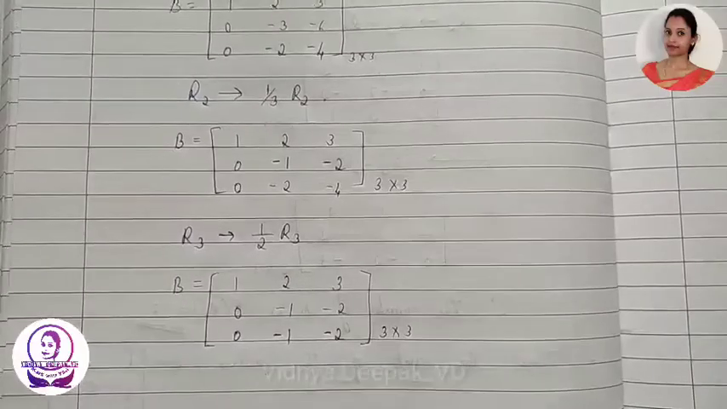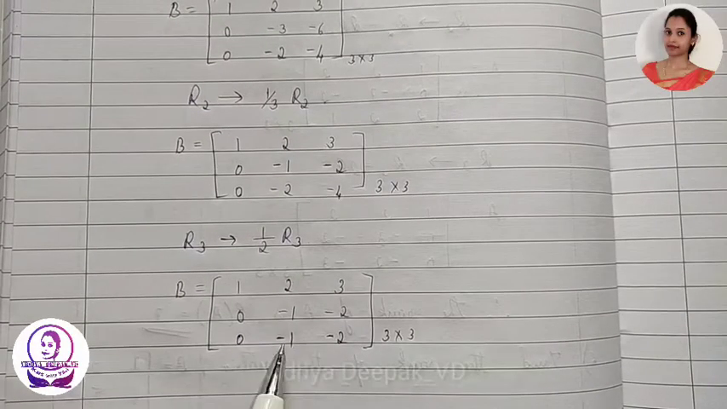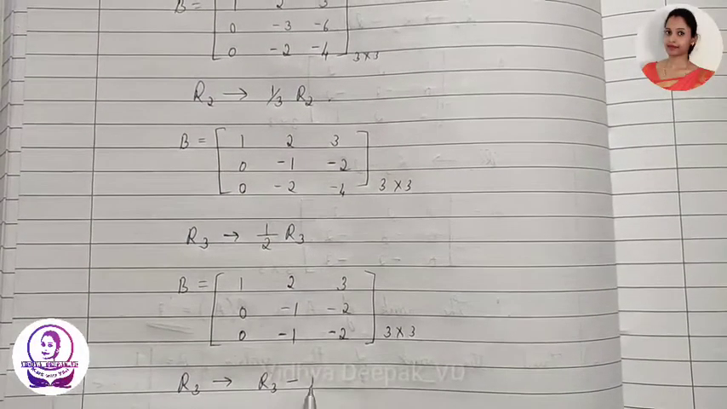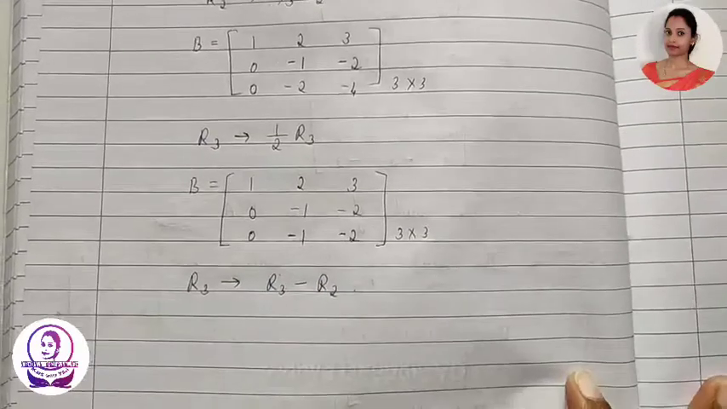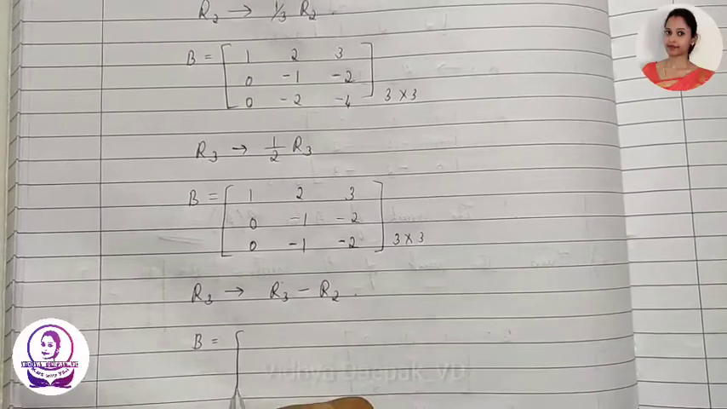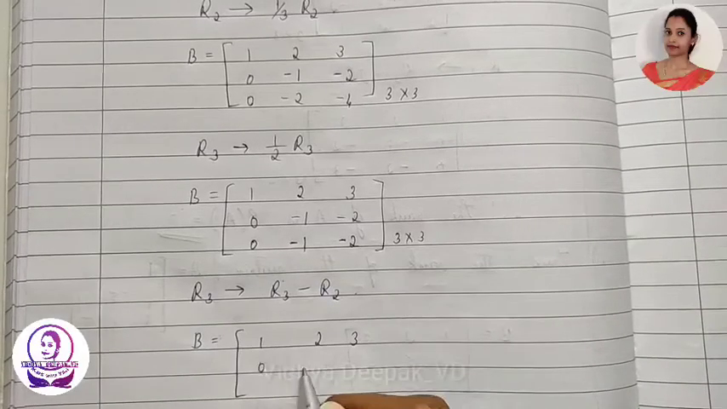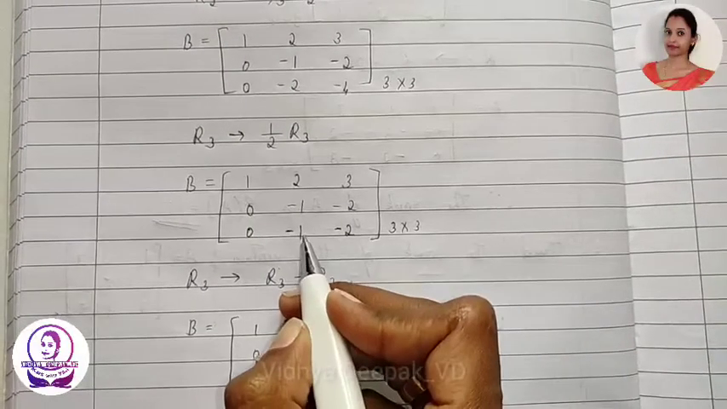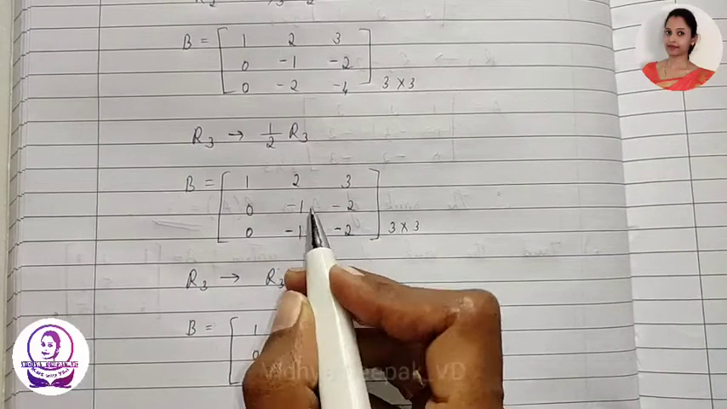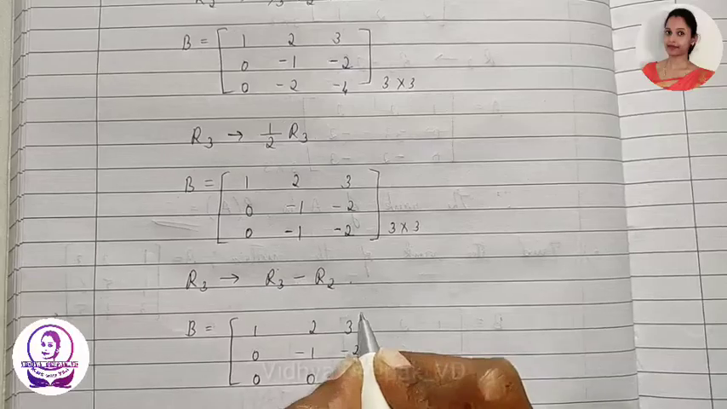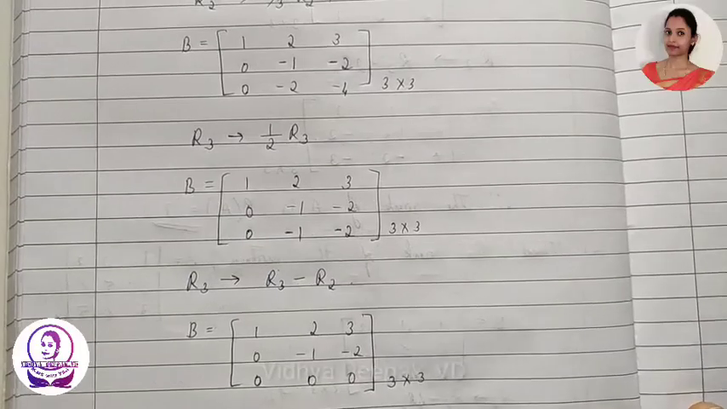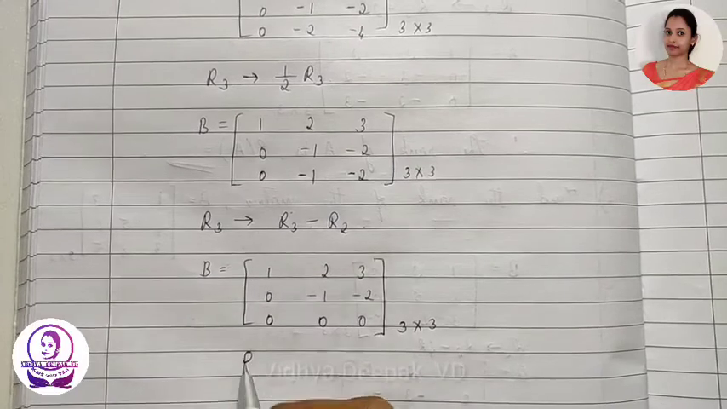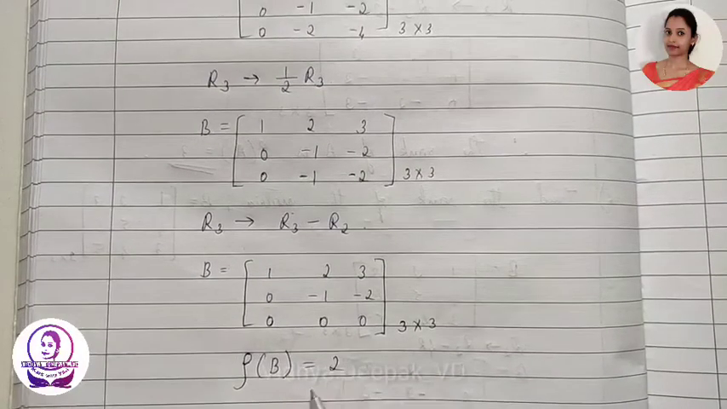Now what can you do? If you subtract these two rows, this becomes zeros, right? So you have R3 to be R3 minus R2. So what do you have? B is equal to 1, 2, 3, 0, minus 1, minus 2 and 0, 0. You have minus 1. Minus of minus 1 is plus 1. So minus 1 plus 1, minus 2 plus 2, that is 0. So what is the rank of the matrix? Rank of the matrix is the number of non-zero rows. Number of non-zero rows is 2. So rank of the matrix B is nothing but 2.